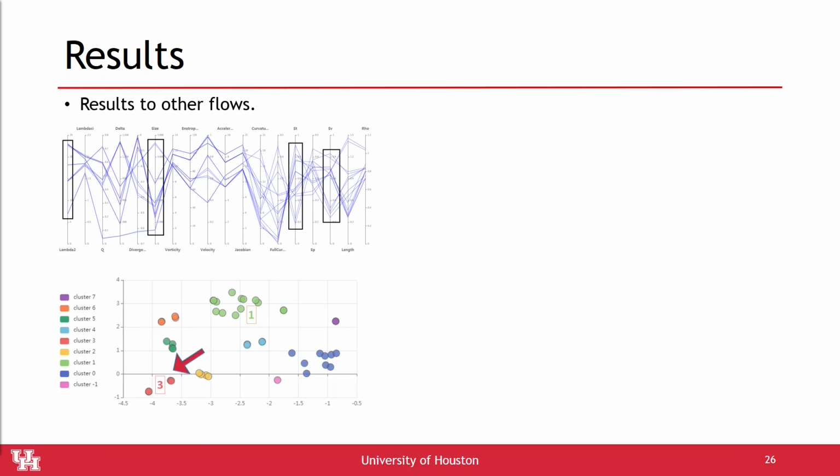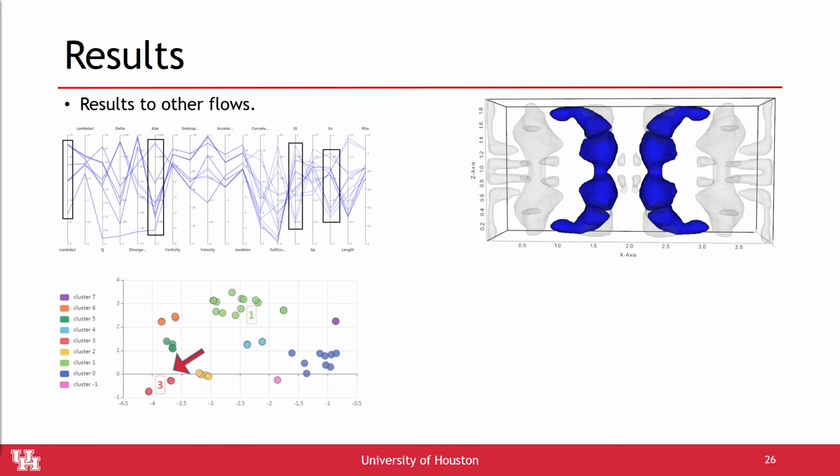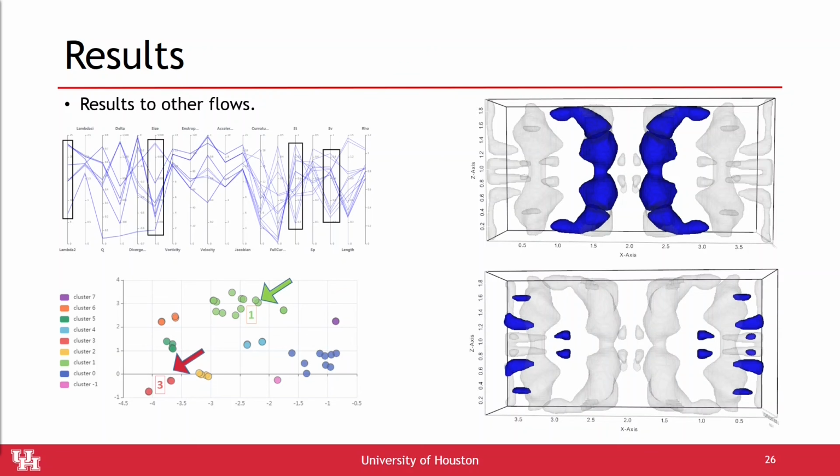Here cluster 3 segments vertical primary vortices in the middle of the domain. The cluster 1 shows small scale vortices tilted in the horizontal direction. This demonstrates the powerful usability of clustering the vortices using a combination of physical and geometric attributes. Viewers can refer to the paper for additional results.